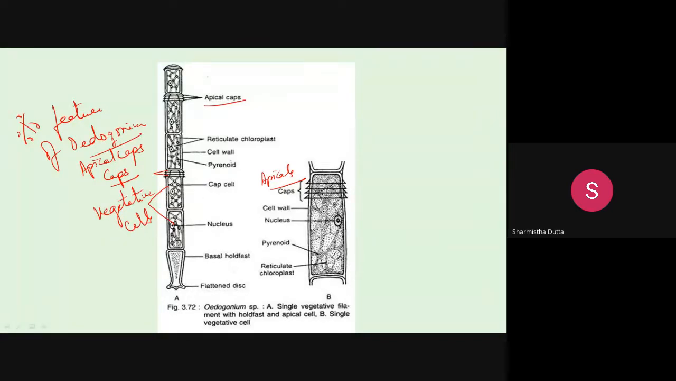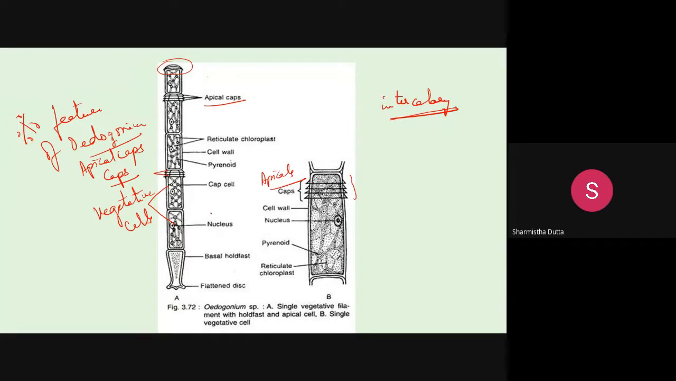So what I'm trying to tell you is that apical caps are considered a very important feature in case of Oedogonium, as the number of caps will represent the number of times the cell has undergone division. So this cell will divide. See, the division is intercalary. What is intercalary? In between. In many of these forms you might have studied earlier, it is the apical cell, the dome cell at the tip, that shows division. But in case of Oedogonium, it is the intercalary cell. Any vegetative cell can divide, and so it is called intercalary division.